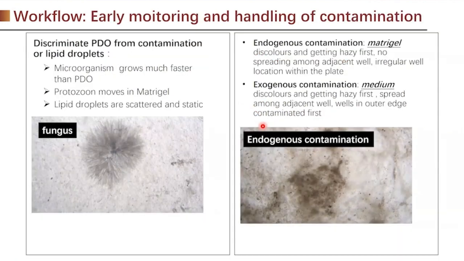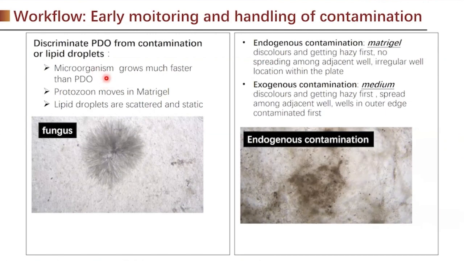And contamination would be the second important key that needs to be monitored as early as possible, because you may estimate the contaminated organoids or purge the contaminated wells to rescue the rest of the organoids, or you may want to optimize the operating scales of the tissue primary culture, or improve the cleanness of the environment. First, we want to discriminate PDO from contamination or lipid droplets.